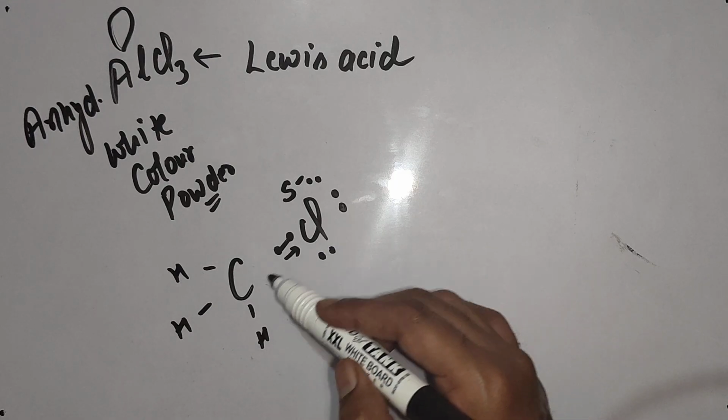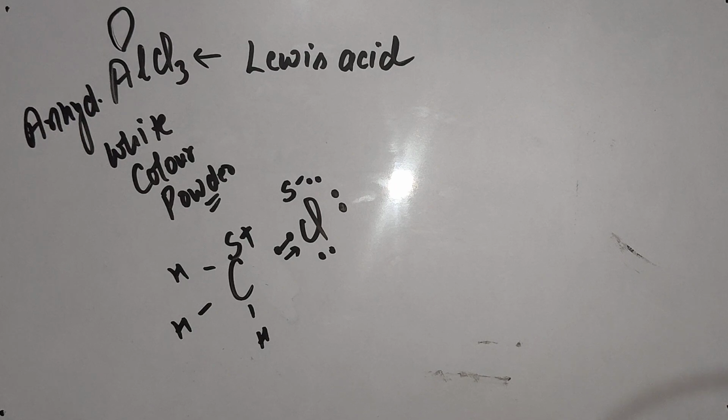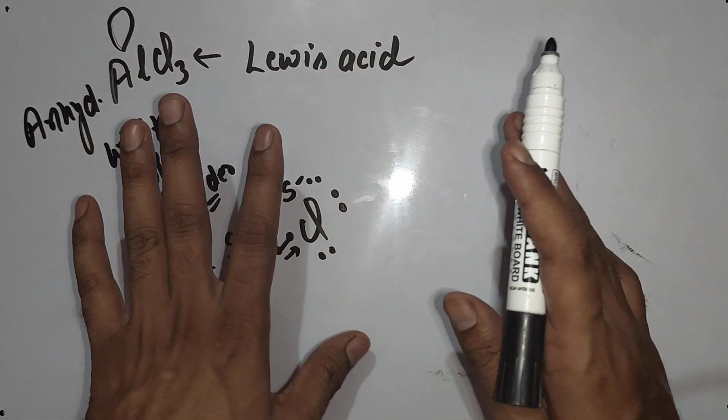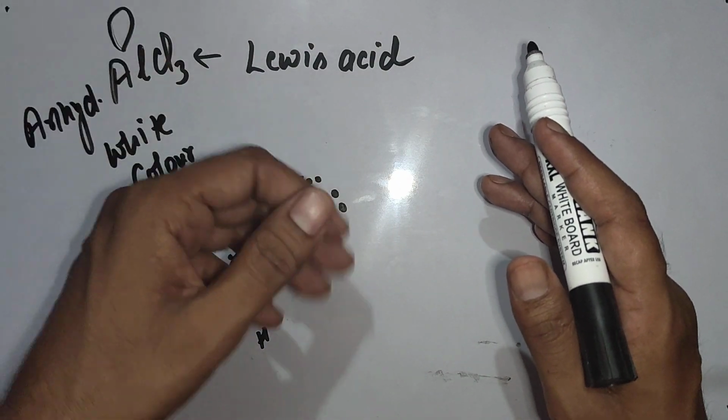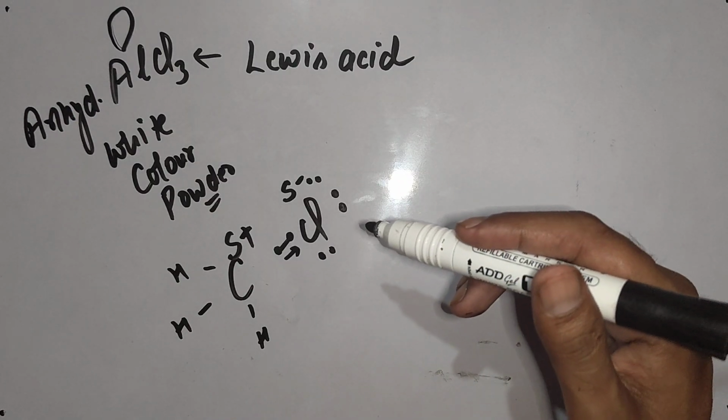Actually, the carbon is bonded with Cl. So this carbon will carry a positive charge. So this is CH3Cl, and aluminium is looking for the electrons. So who can provide electrons to it? Obviously this chlorine. So what will happen?